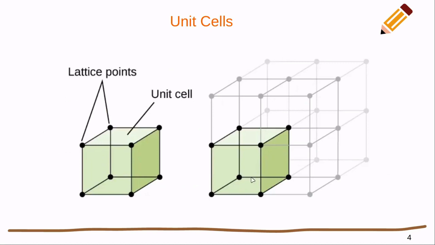So here we have an image of a unit cell. If you imagine that each of these are atoms, these are what we call our lattice points, and the volume that that takes on would be our unit cell. And again, we can imagine propagating that out in 3 dimensions to make up our crystalline structure.